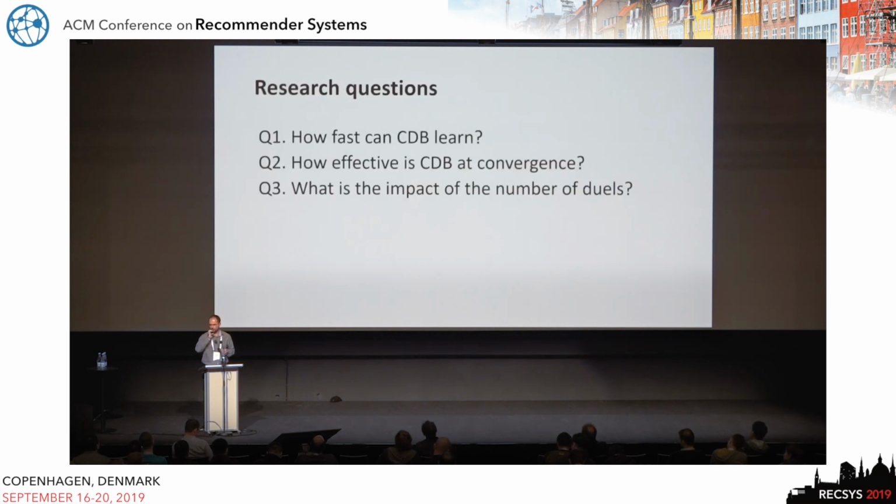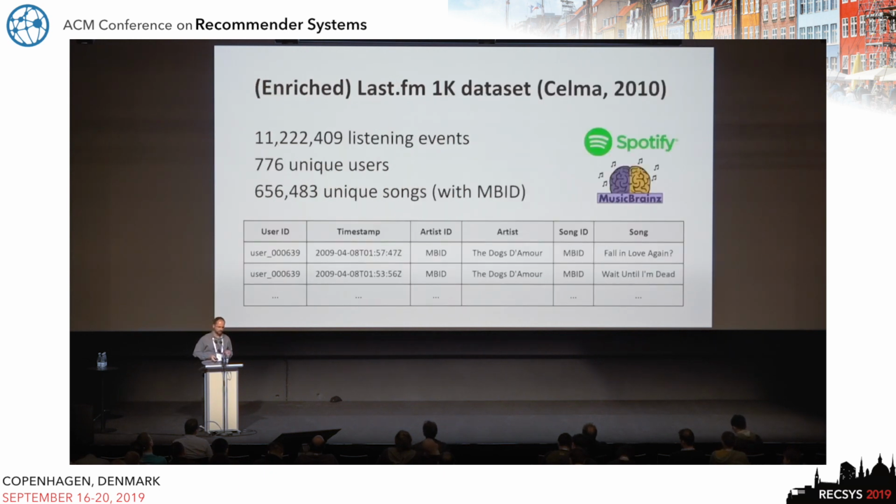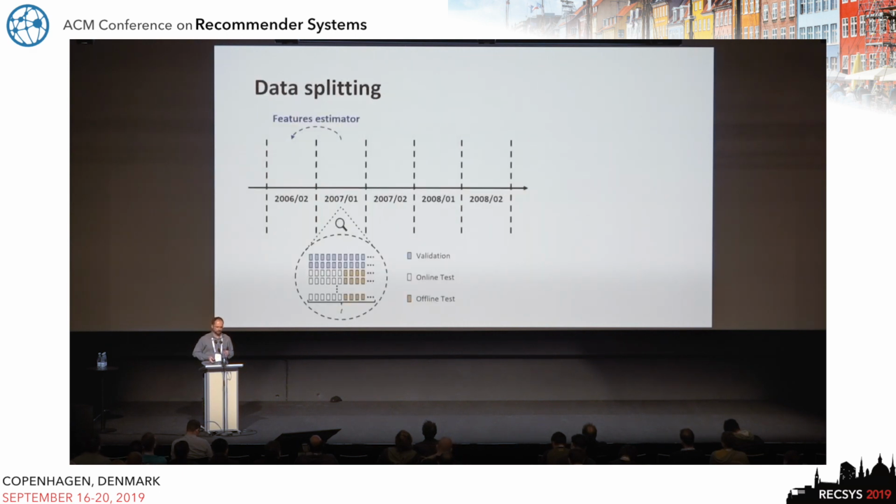So just to go quickly through several of the results we got, we tested for learning convergence in terms of time and also effectiveness at convergence, and also the impact of the number of duels we perform along the way. We used a traditional data set from Last.fm, enriched with other data so that we could produce a feature-based representation of our models. We split this into time windows so we can have different samples from the results.